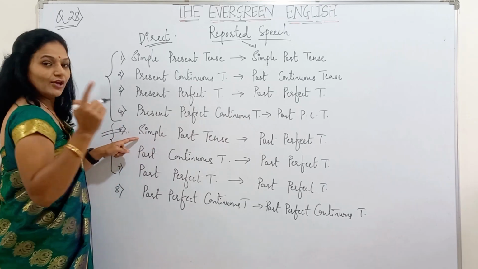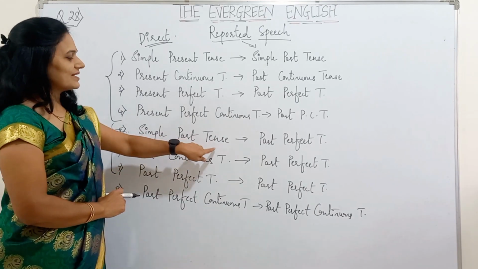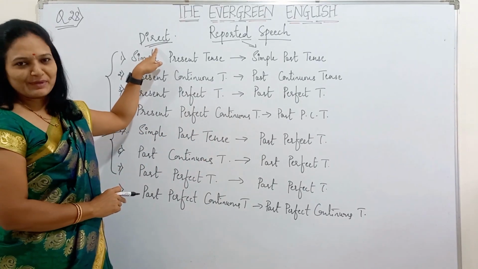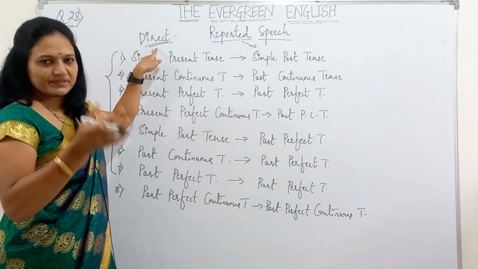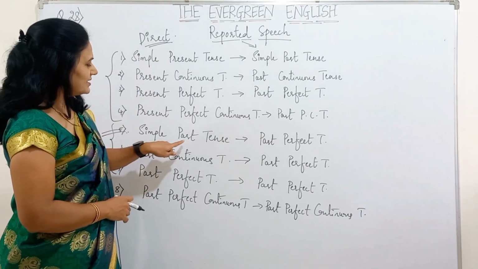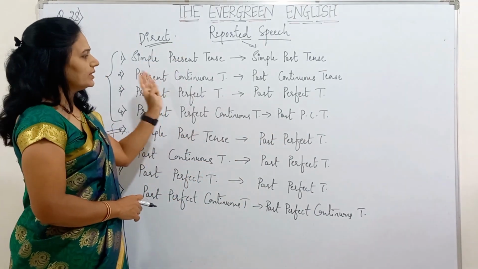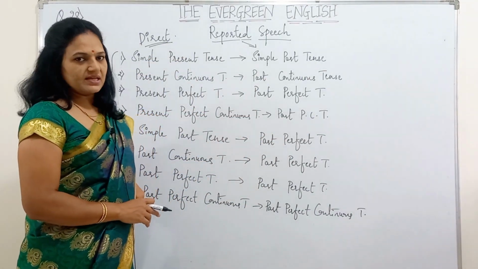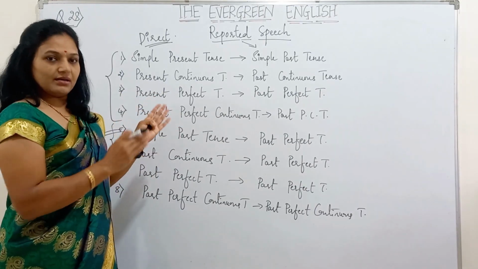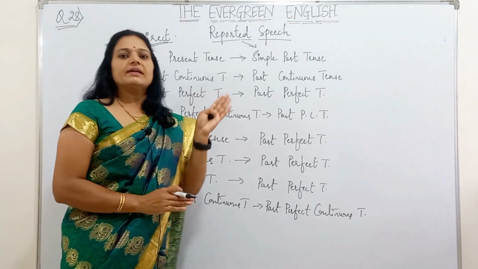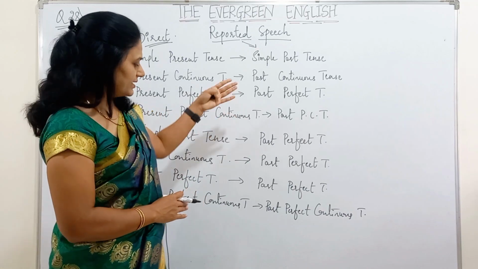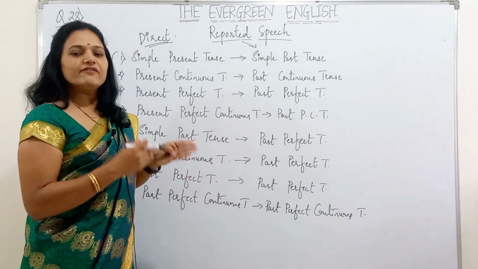Many times in your question paper, a simple past tense sentence will be there in the direct speech conversation. So this sentence always changes to past perfect tense. These four are in their respective past tenses. Of course, there are many changes made when we change from direct to indirect speech. Here I haven't taken any future tense.